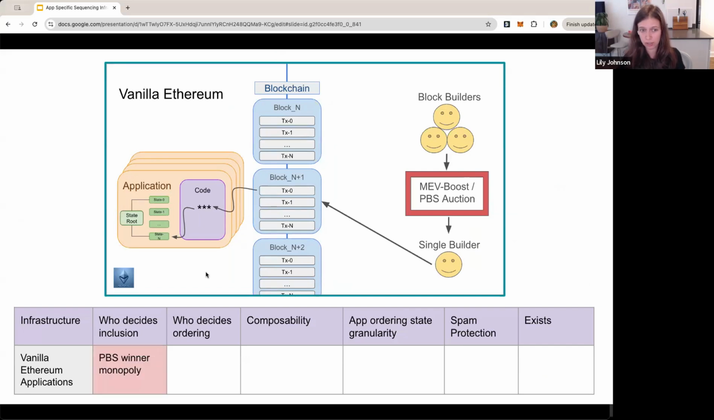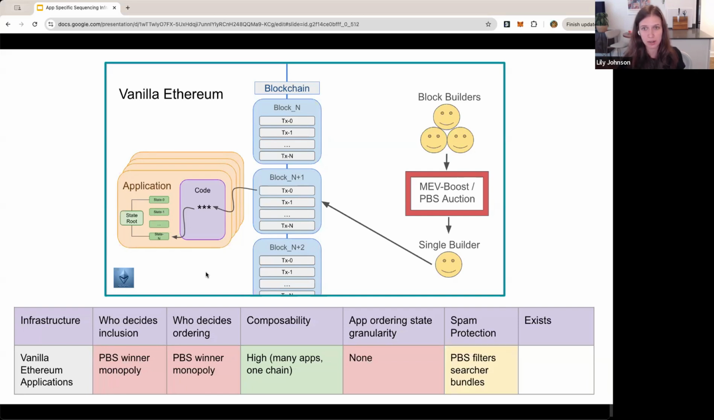First, who decides inclusion? It's typically the winner of the PBS auction, and that's a monopoly over the slots. They have total control over the slot, and they also get to decide the ordering. In terms of composability, though, the composability of this is extremely high because there are many applications on the same chain. A single transaction is able to touch every application that it wants to, given that it has enough gas to do so. So it's a highly composable system. In terms of app ordering granularity, there's none because applications have no space to express sequencing preferences.